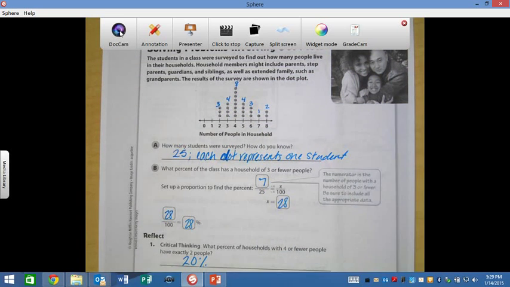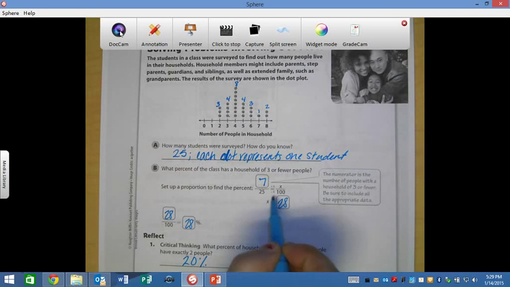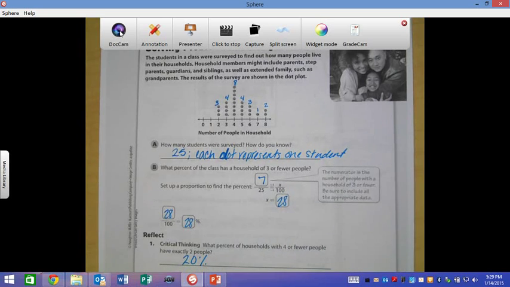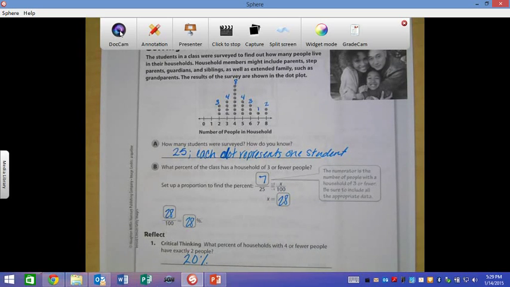Remember, our percent means out of 100. So if we multiply our denominators by 4, we have to multiply our numerators by 4. And 7 times 4 is 28. Now that's not what it's asking you though. We have to continue going because it wants it in an actual percent. And we know that 28 out of 100 is 28%.